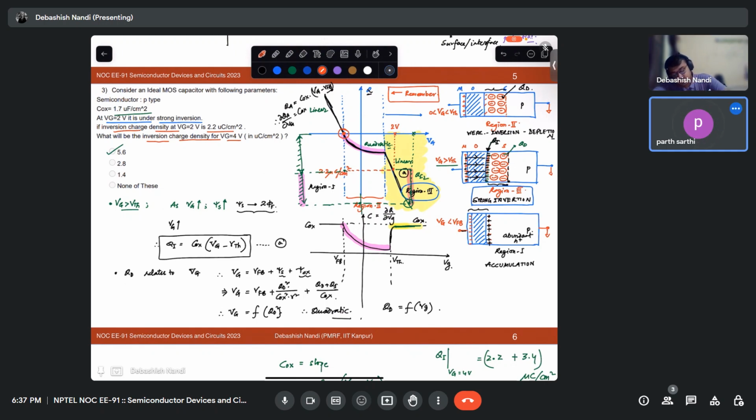This is not the metal side. I am not talking about the metal side. There is nothing to do with the metal side. This is a QV plot, right? Yes, sir. So this point is VFB.